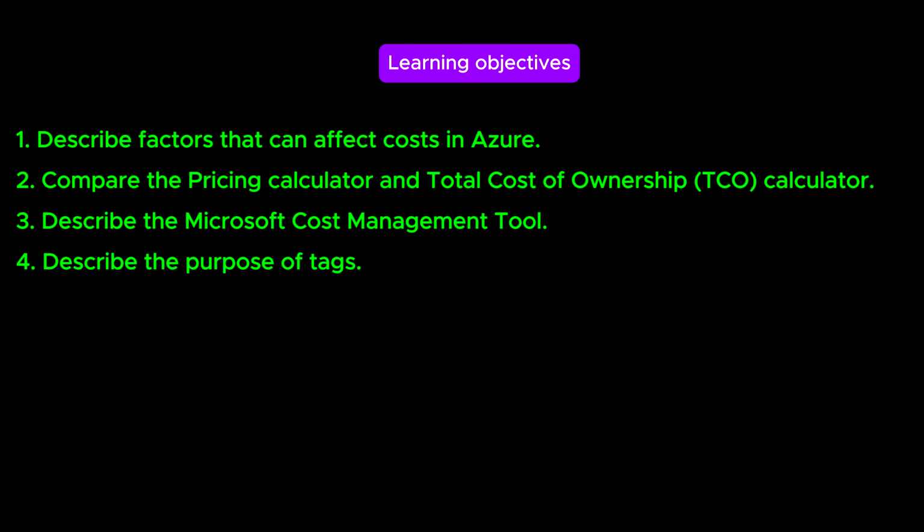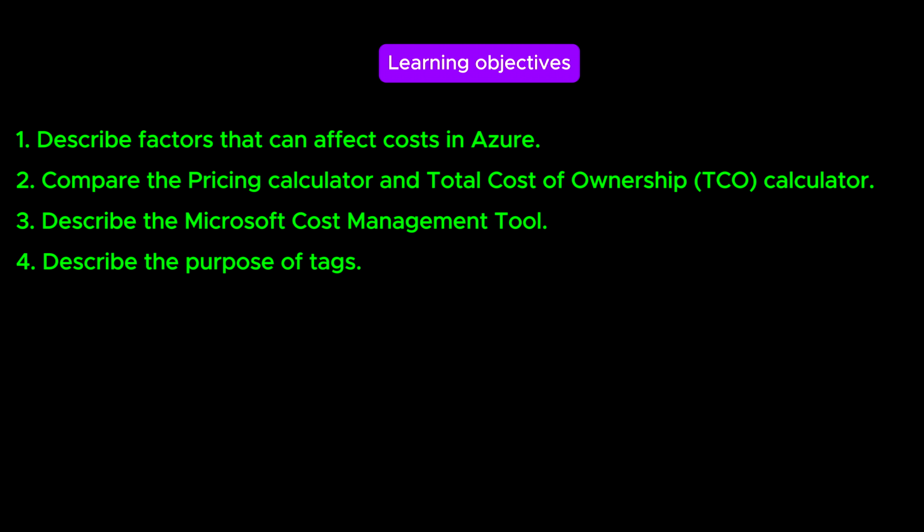So let's review the learning objectives. The first one is the factors that can affect costs in Azure. There are a number of factors like storage, computation power, networking, and any other tools or resources we are going to select. We have to take care of some factors. Second is the price calculator and the total cost of ownership calculator.